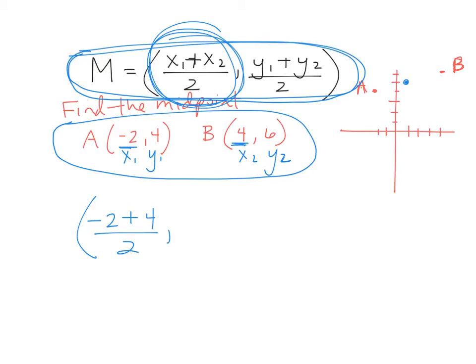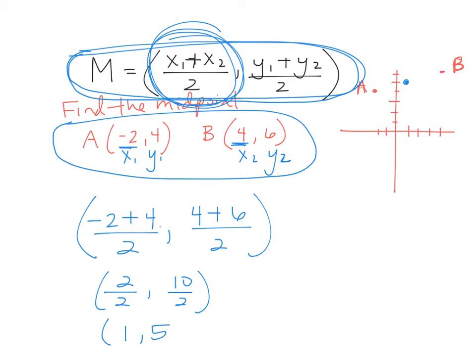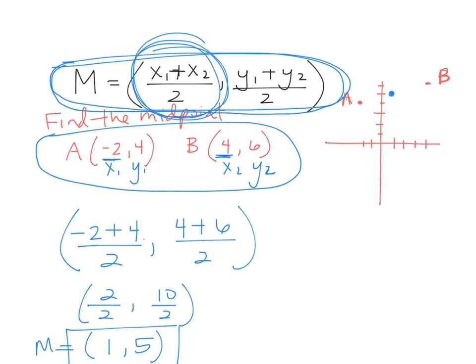Now you got to do it with your y's. What's your y1 value? 4. Plus, what's your y2 value? 6 divided by 2. So when you simplify that, -2 plus 4 is 2 divided by 2. 4 plus 6 is 10 divided by 2. And then from there, all you do is you simplify. So 2 divided by 2 is 1. 10 divided by 2 is 5. So your answer, your midpoint between the 2 points we started with, is 1, 5. And if you look, that's exactly where we ended up there.